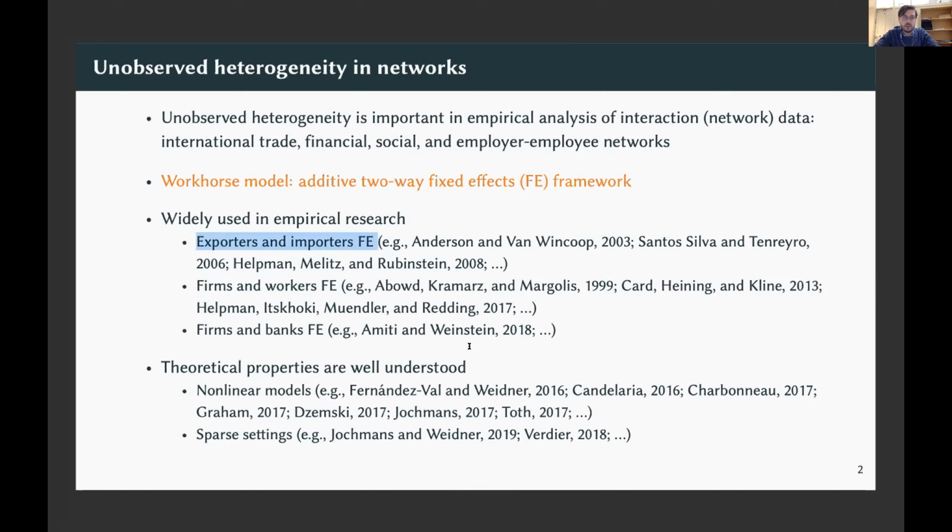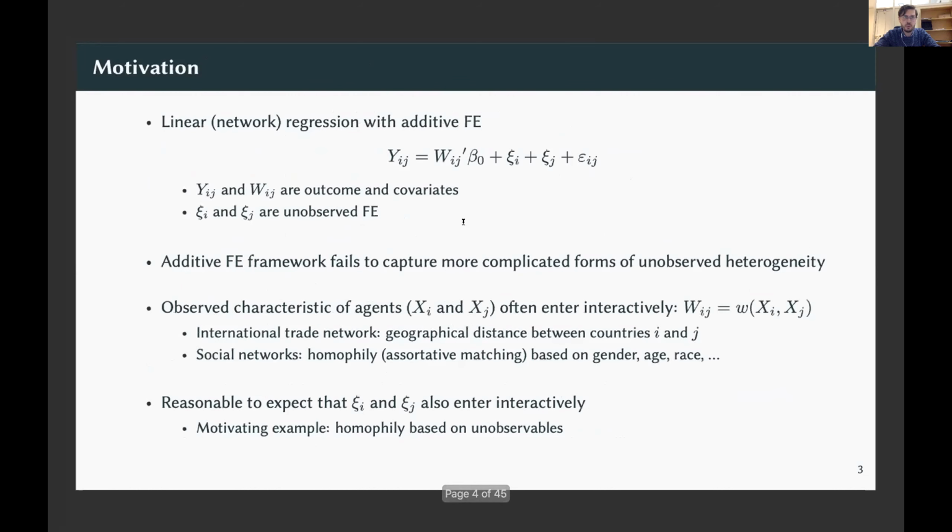At the same time, its theoretical properties are also relatively well understood. Correspondingly, one of the most standard models used to analyze network data is just the standard linear network regression model with additive fixed effects. In this model, Yij stands for the outcome of the interaction between two agents, i and j. Wij is a collection of pair-specific covariates. Beta naught is the parameter of interest, which you want to estimate. Xi i and Xi j are the unobserved fixed effects, and epsilon ij stands for the idiosyncratic error.